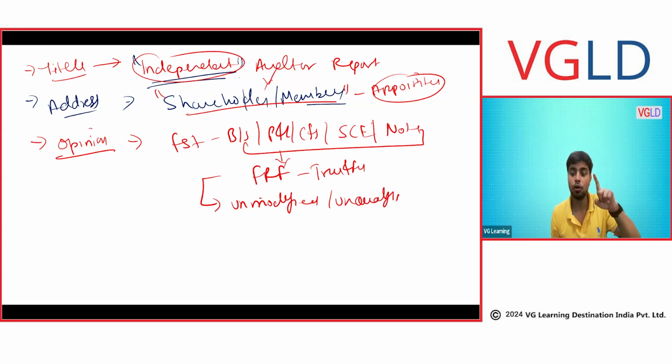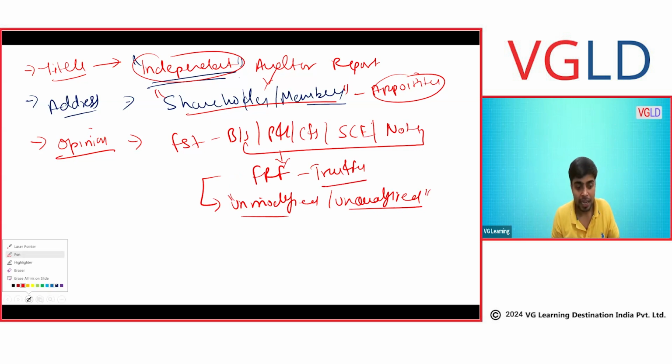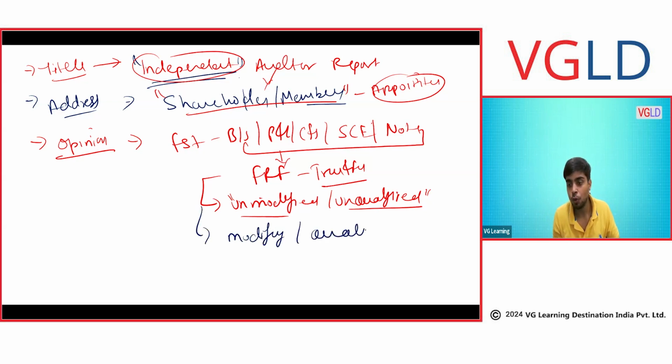In audit, it's a good thing. Management wants an unmodified, unqualified opinion. I know it looks odd to see the word unqualified, but this is how we show it. An unqualified opinion means management has presented the statements fairly. If there is anything wrong, then we modify our opinion, or we issue a qualified, adverse, or disclaimer opinion.